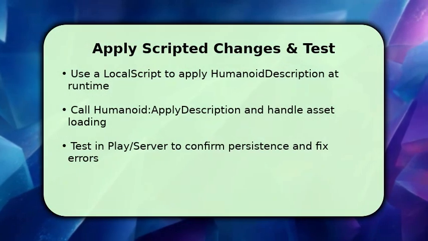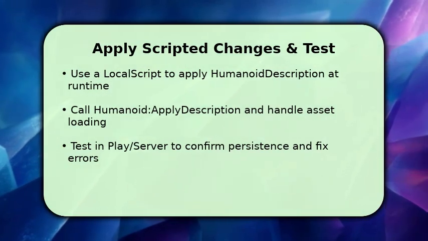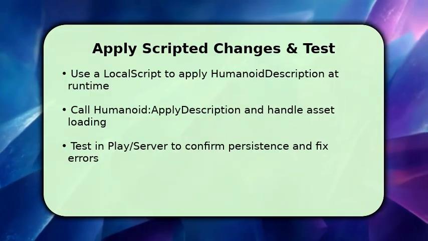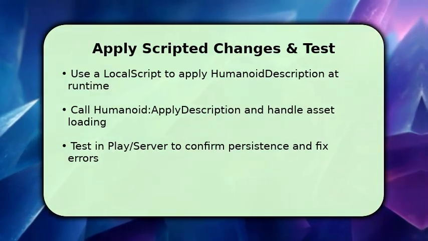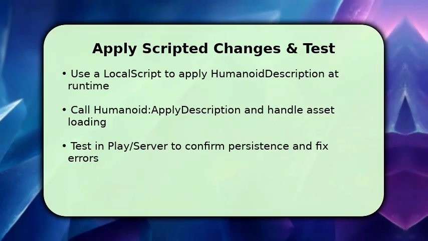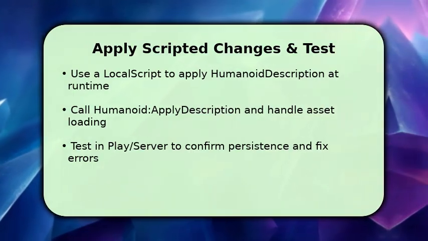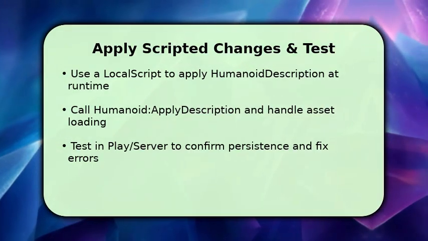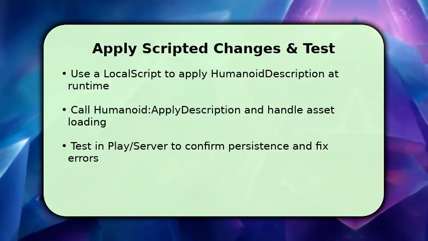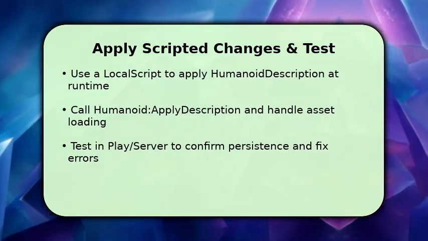To finalize, add a local script that grabs the player's humanoid and applies your humanoid description or swaps character models on player added. This ensures the appearance loads at spawn. You should include loading checks and error handling so assets finish downloading before applying, because premature changes cause missing parts.